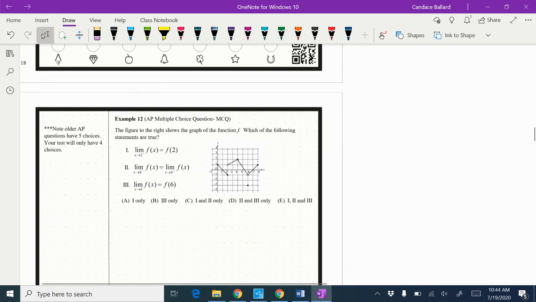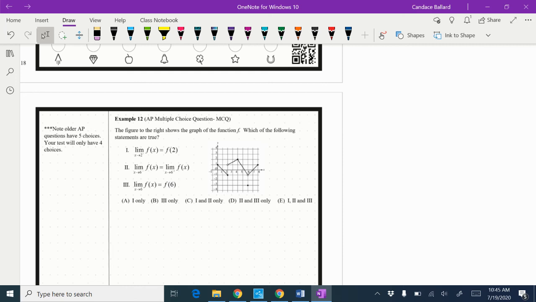All right, we got one last question to do here. And just a little side note that older AP questions have 5 choices and your test is only going to have 4. So this one happens to be an older one. They're still good because they're at the correct level for you to practice at. And we're going to keep throwing them at you. So this was actually a multiple choice question. It was actually on the 2014 test.